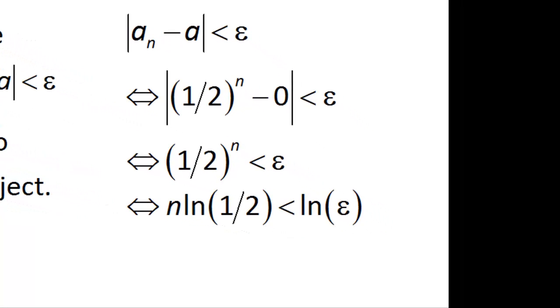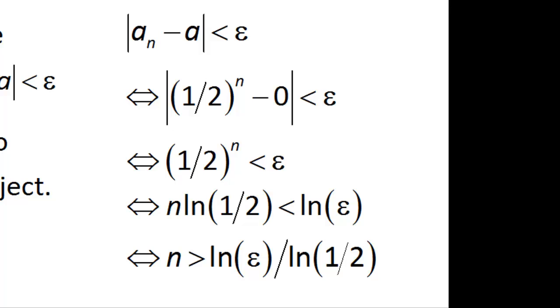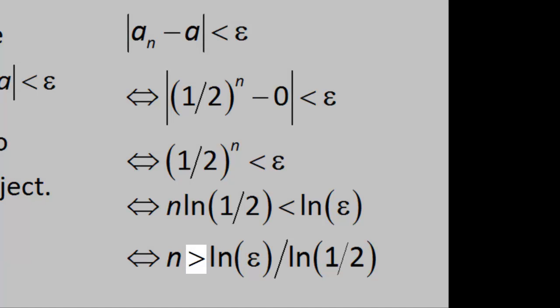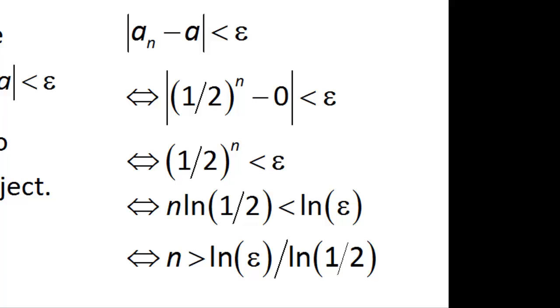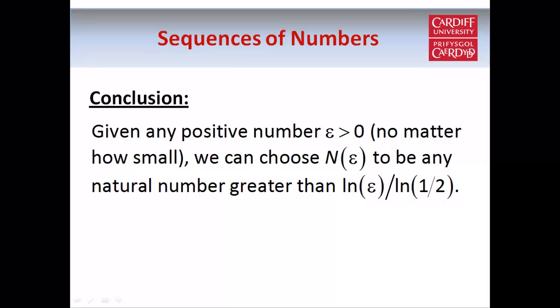Now if we take logs of both sides and use the rules of logs, we can say that n times the natural log of a half has to be smaller than the natural log of epsilon. And finally, this says that n has to be greater than the log of epsilon over the log of a half. So notice that the inequality sign has changed because we divided by the log of a half, which is actually a negative number.